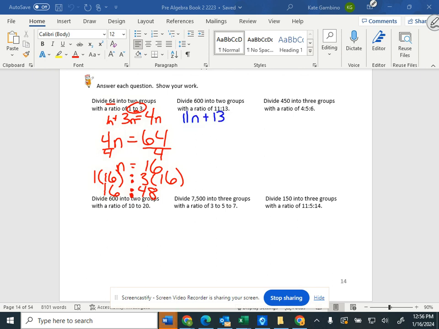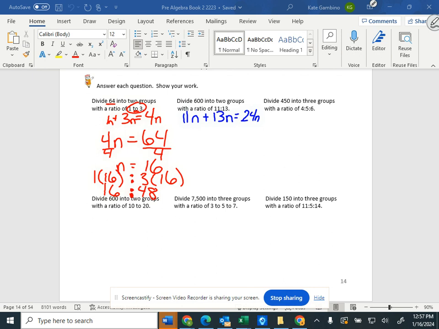11n plus 13n is going to equal 24. I'm sorry, what? I thought you said 34. 24n, right? Yeah, I just heard you wrong. So we know 11n plus 13n gives us 24n. So what's my next step, Grayson?